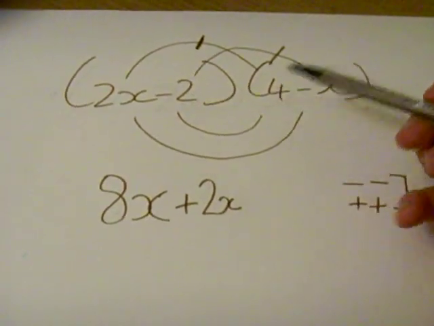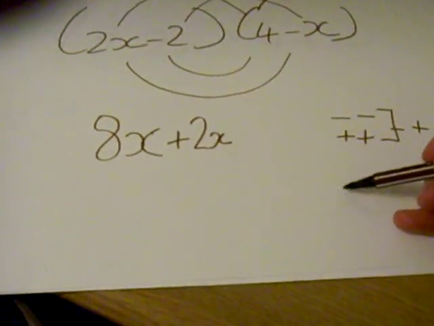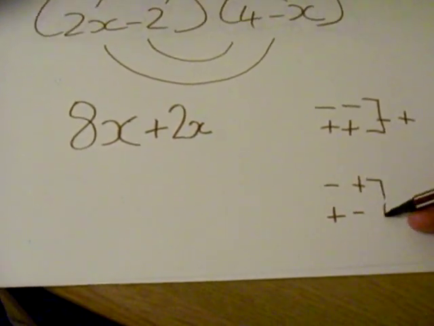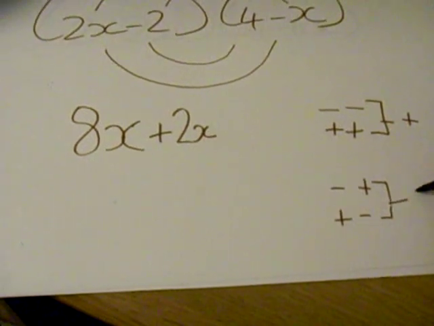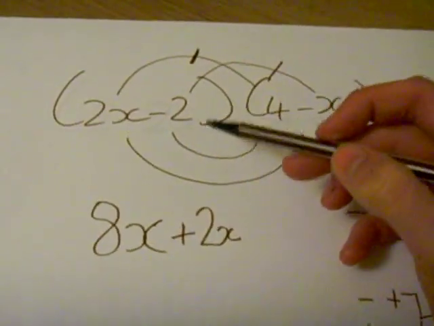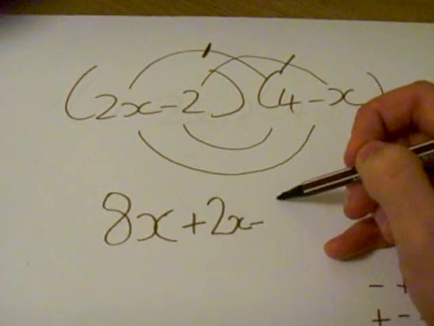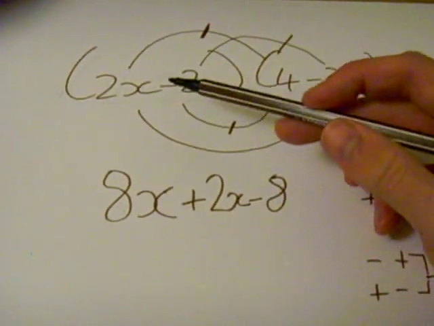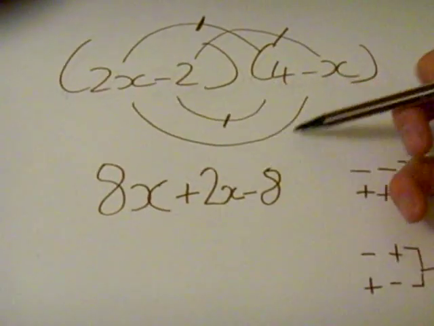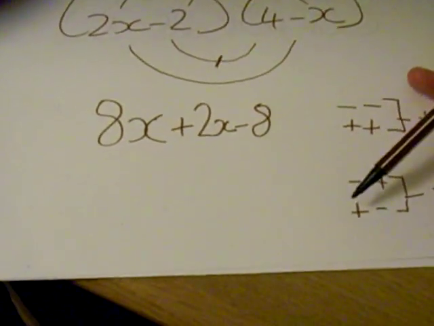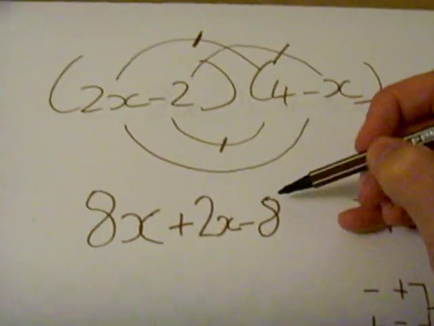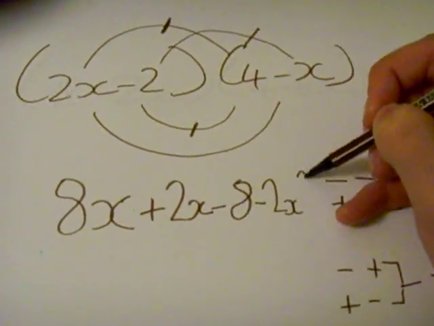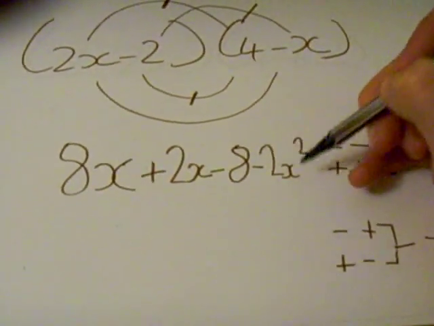Negative 2 times 4. Well, we've got a negative and a positive, just like if we had the alternative. It's going to give us a negative answer. So negative 2 times 4 is going to give us negative 8, which is this one. And then we follow it up with a 2x times negative x squared. A positive times a negative gives us a negative. So negative 2x squared, and again, we've got the negative 2x squared.